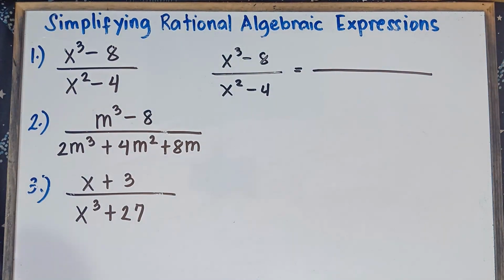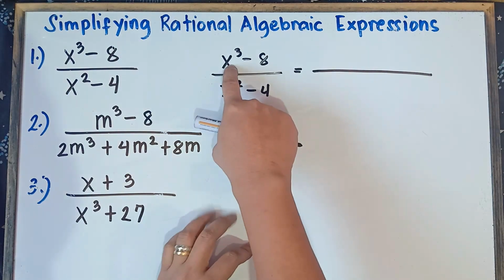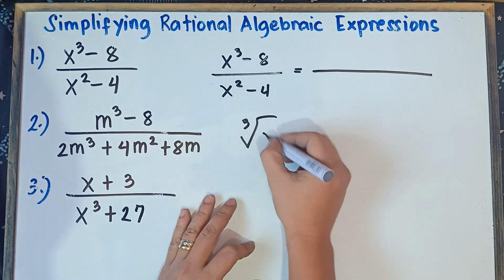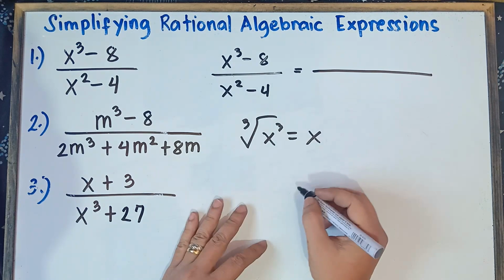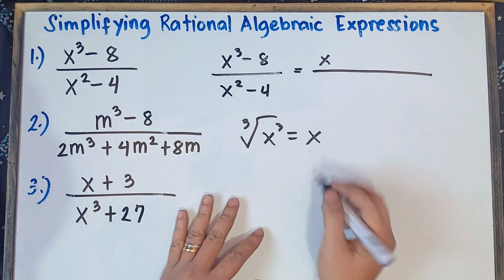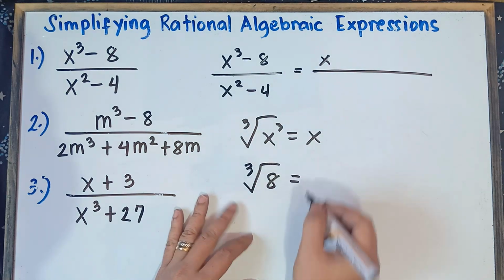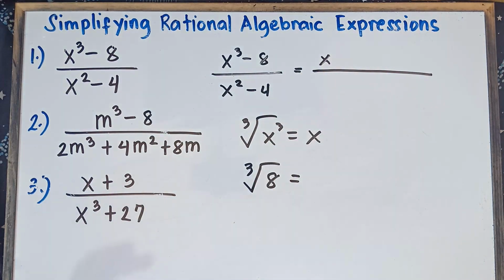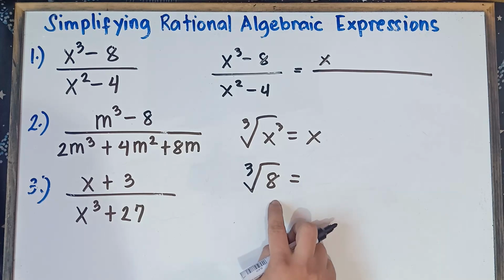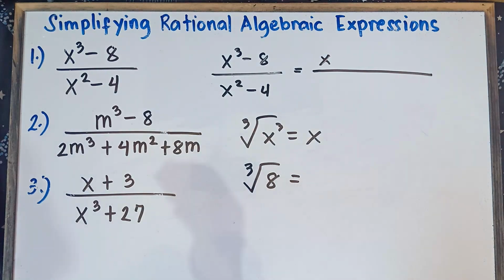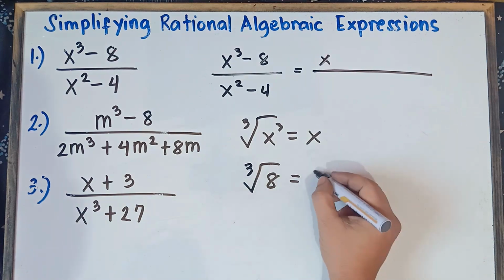Alright, so to get the factors, simply get the cube root of the first term, the cube root of x cubed. That would be equal to x. So x. Get the cube root of the second term, the cube root of 8. You think of a number, class, that when you multiply it by itself 3 times, you will get 8. Once again, class, the cube root of 8. You think of a number that when you multiply it by itself 3 times, you will get 8. What's the answer, class? That's correct. That would be 2, right?